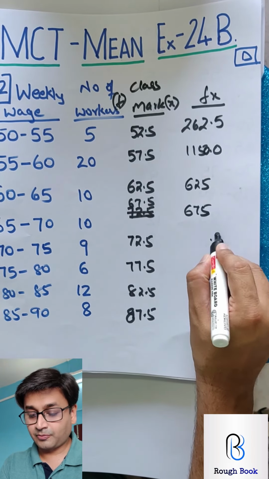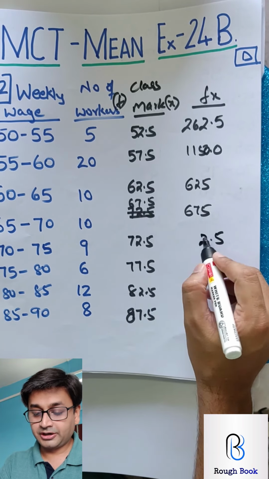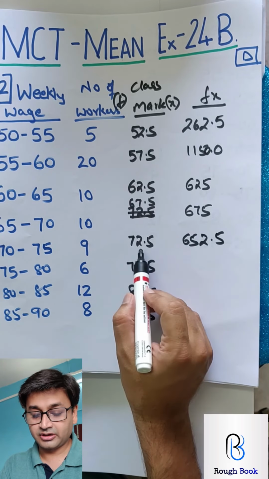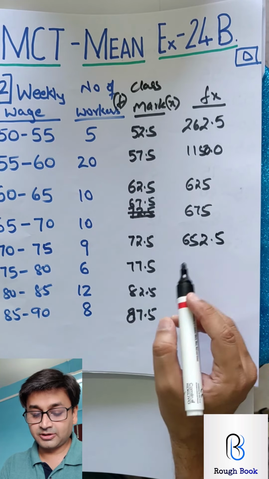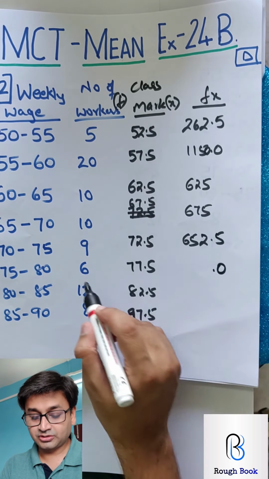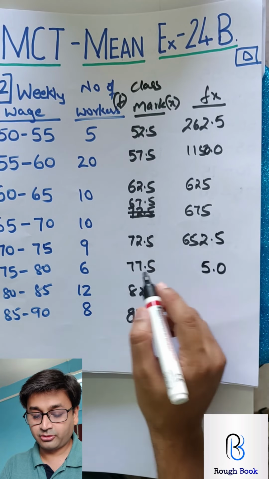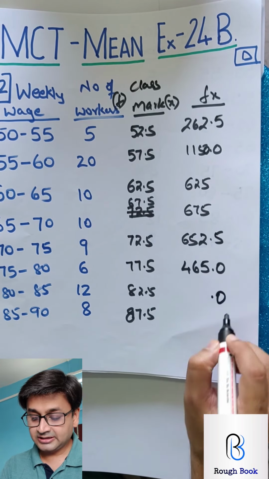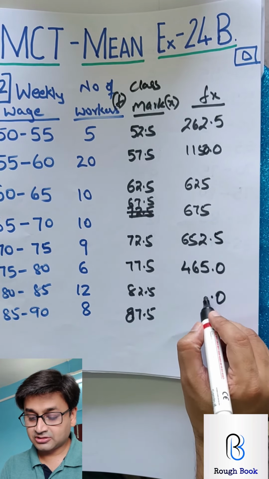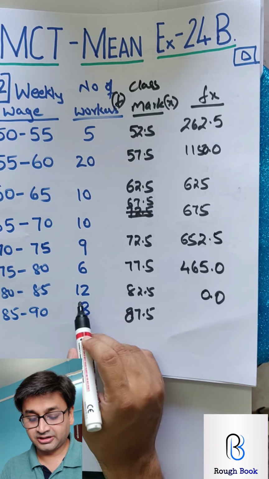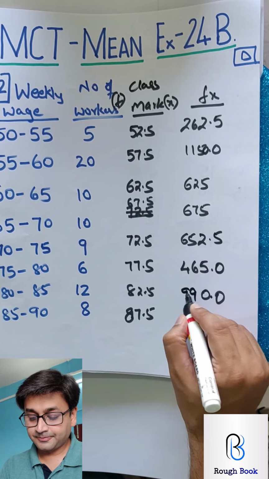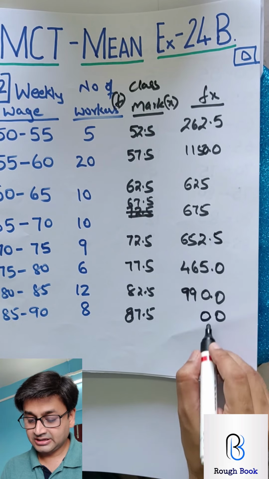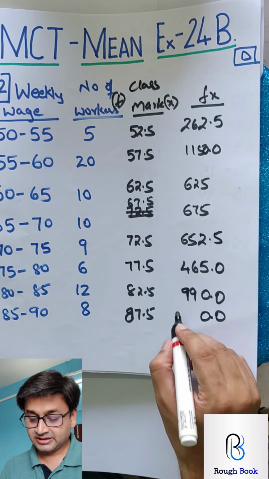9 7s are 63, 9 5s are 45, so 0.5. 9 2s are 18, plus 4 is 22, 63 plus 2 is 65. Recheck. 9 5s are 45, 18 plus 4 is 22, 63 plus 2 is 65. 6 5s are 30, so 3, 42 plus 3 is 45, so 4, 44 plus 42 plus 4 is 46. 12 5s are 60, so 6, 12 2s are 24 plus 6 is 30, 99, so 990. 8 5s are 40, 8 7s are 56 plus 4 is 60, so 6, 64 plus 6 is 70.